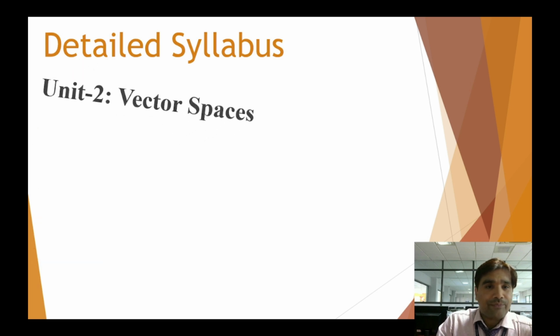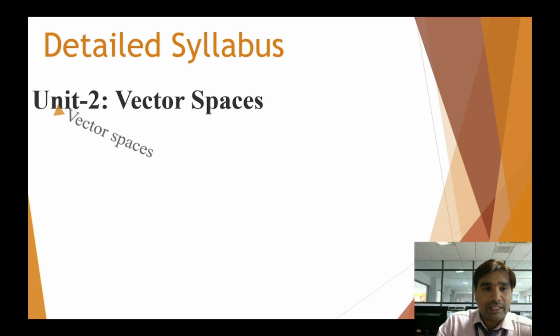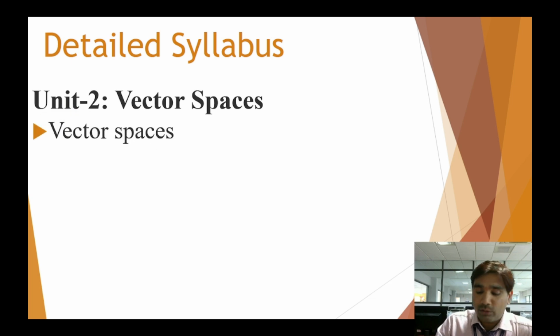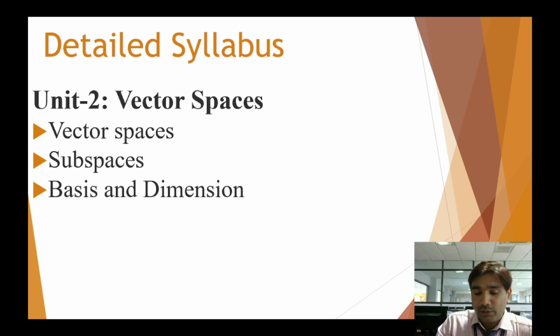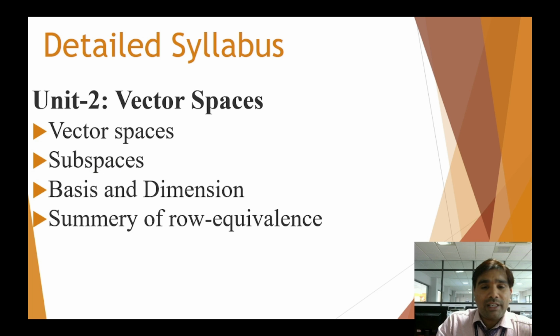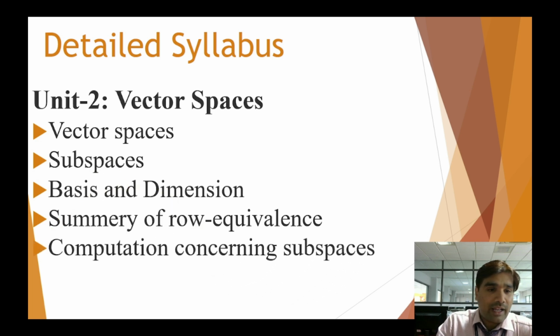In the second unit, vector spaces. Here we will learn the definition of a vector space, and how one can make a vector space. Next, subspaces. Afterwards, basis and dimension. Basis and dimension are one of the very important aspects of linear algebra. Here the basis decides the compression and the magnification of images. That's why basis and dimensions are important. Next is the symmetry of row equivalence and computation concerning subspaces.